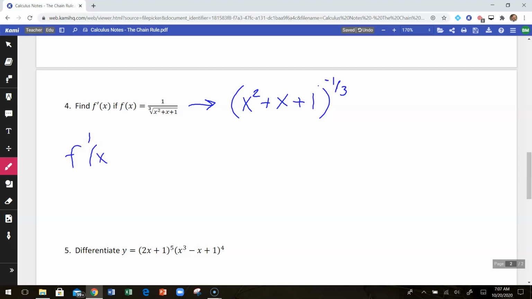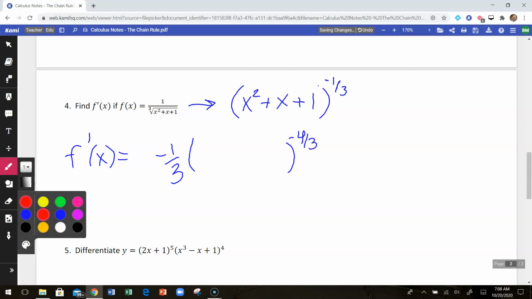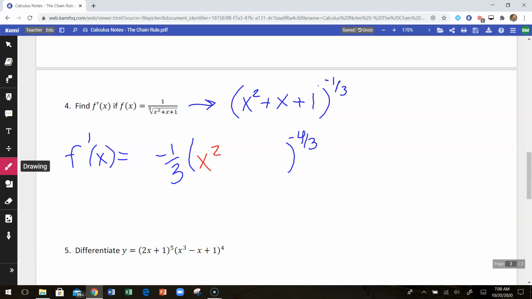So then when we go to find the derivative, we can start with our power rule. Derivative of the outside function would be negative 1/3. Subtract 1 from the exponent, so negative 1/3 minus 1 is negative 4/3. Keep the inside function the same. And then multiply by the derivative of the inside function, which is 2x plus 1.